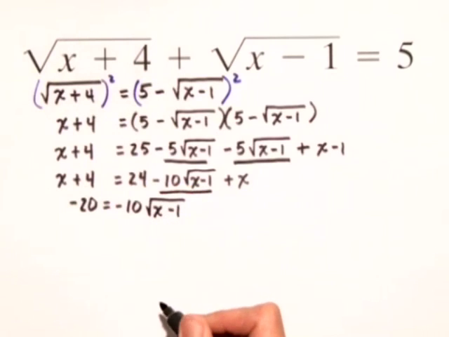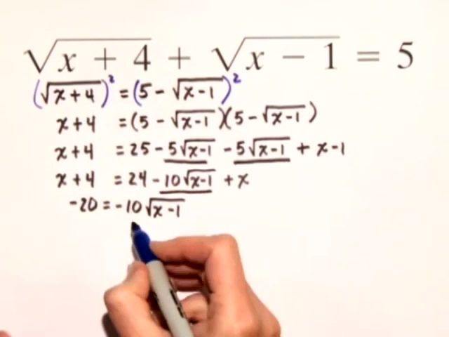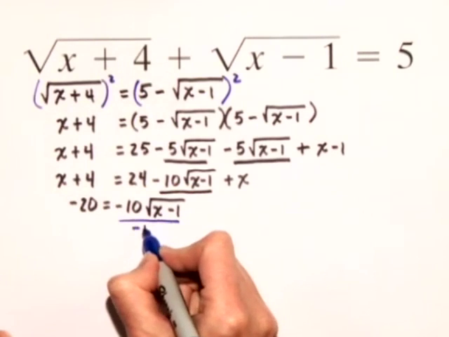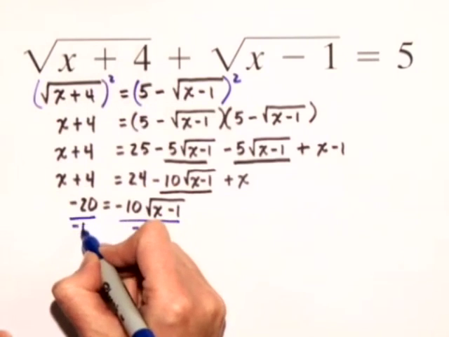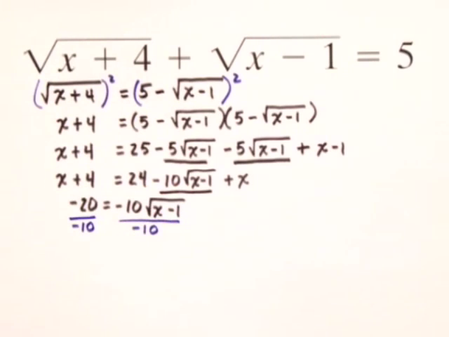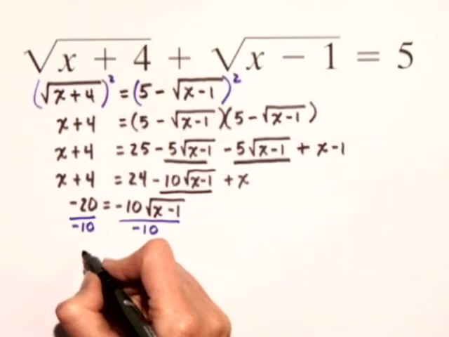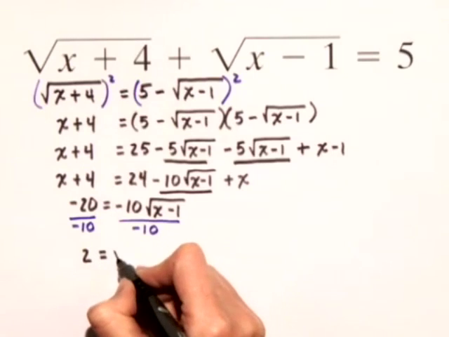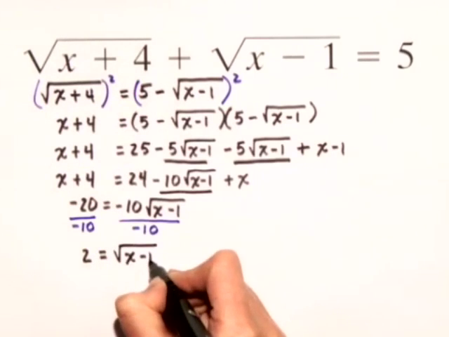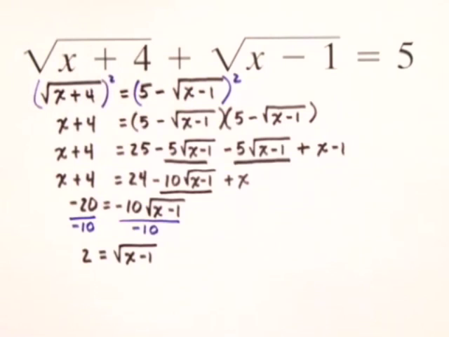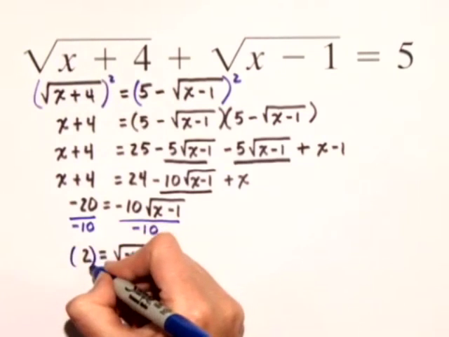Now before we square both sides of this equation, let's go ahead and divide both sides by this negative 10. And we'll have a simpler equation. We'll have 2 is equal to the square root of x minus 1. Now we're ready again to square both sides to remove the radical.